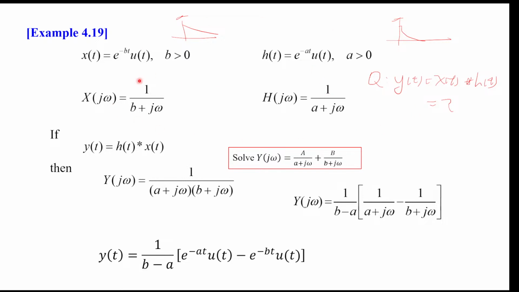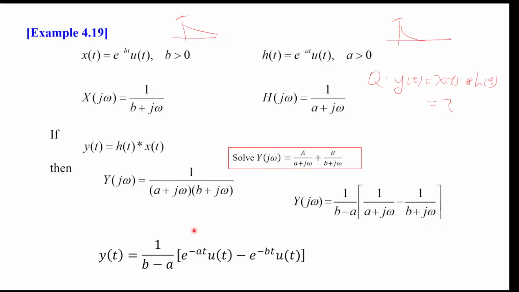We have done this before. So we look at our previous result. This is 1 over b plus j omega and 1 over a plus j omega. And then big Y is just big X times big H, and so it's this thing. Okay, and now we want to do inverse Fourier transform on this thing, and obviously you can just do the integration, but the integration will be pretty hard. Okay, so we use a bit of property to do this.